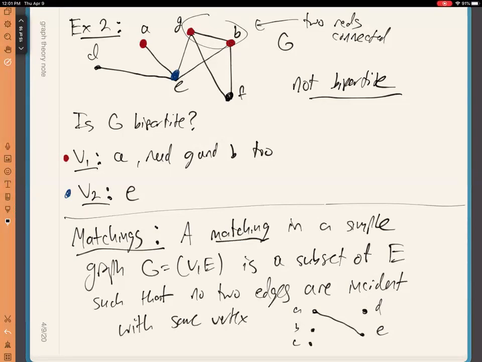Right, and so then if I have an edge leaving B, I'm not allowed to have B connected to E, because then I would have two edges that are incident with E, right? So maybe B is connected with D, and then, if this is a matching, I'm not allowed to have C connected to anything. Right?